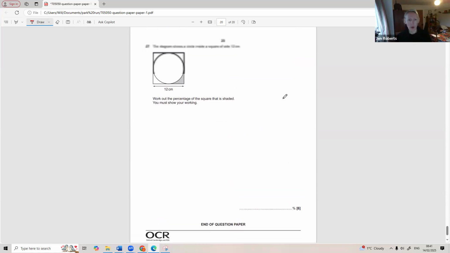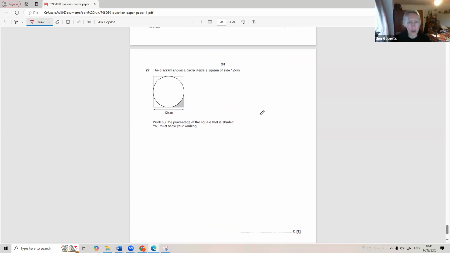This is our last question. The diagram shows a circle inside a square. Work out the percentage of the square that's shaded. Even if you don't get your percentage right at the end, what can you do from this? What areas can you find? The entire square would be 12 times 12, which is 144.